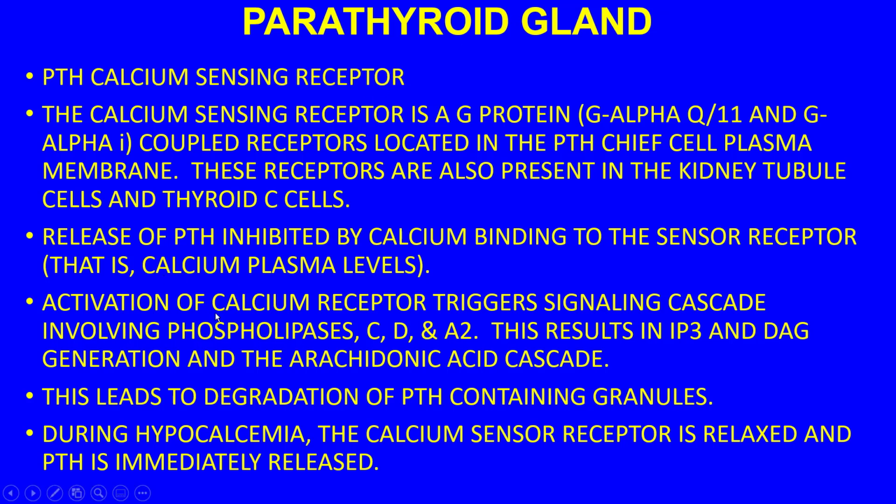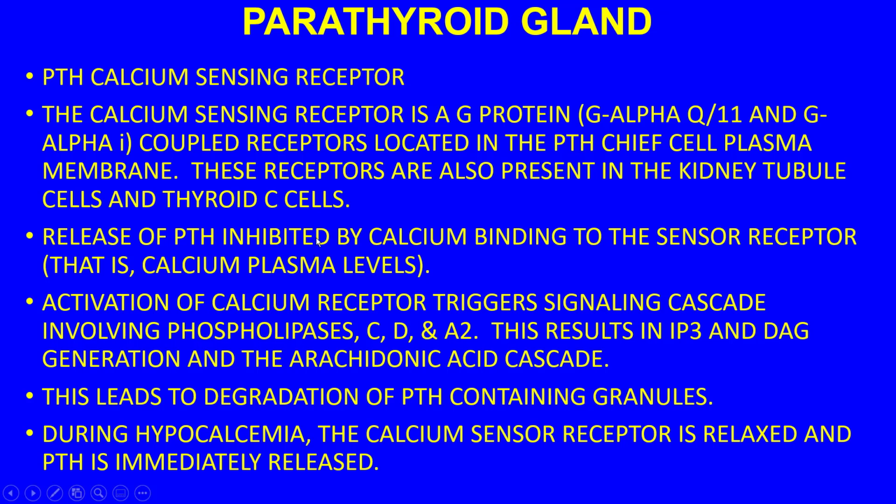Now, of course, activation of the calcium receptor will trigger a signaling cascade. This involves the phospholipases C, D, and A2. By activating these phospholipases, you're going to get a resultant release of the secondary messengers IP3 and DAG. They will be generated, and also you're going to have an arachidonic acid cascade. What happens in these cells is that by activating all of these systems, you're going to have an inhibition of PTH. PTH already exists in granules, ready for subsequent release. When you do the inhibition, this is going to lead to the degradation of the PTH-containing granules right off the bat.